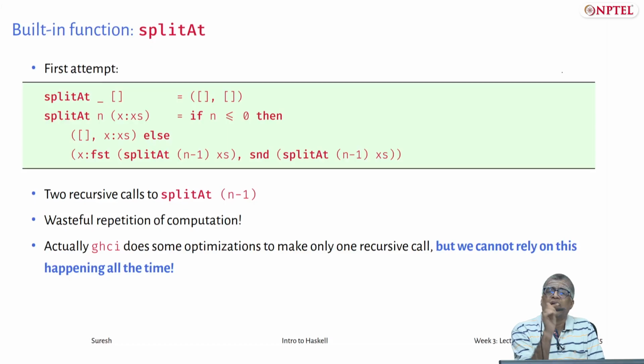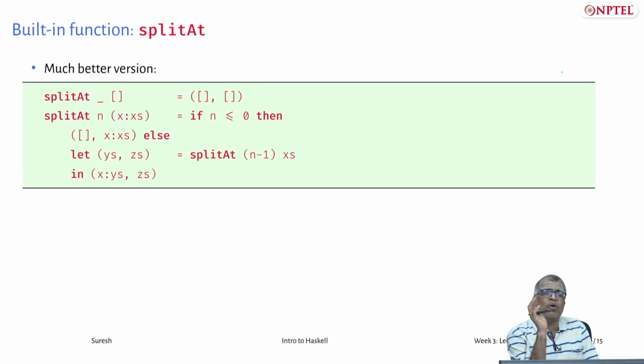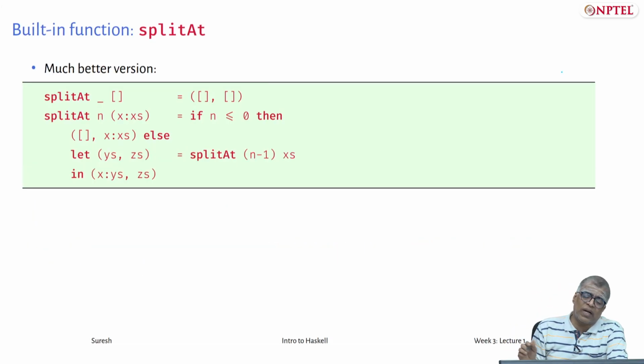And in general, this is a pattern that you ought to recognize, that if you are doing recursion and you have multiple recursive calls with the same argument, there is potential for wasteful repetition of computation, and it will be very costly indeed sometimes, right? So you have to actually rewrite such things and write better code, and the better code in this case is this. I am using let in this case.